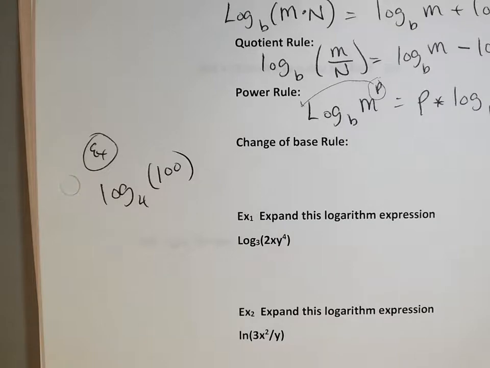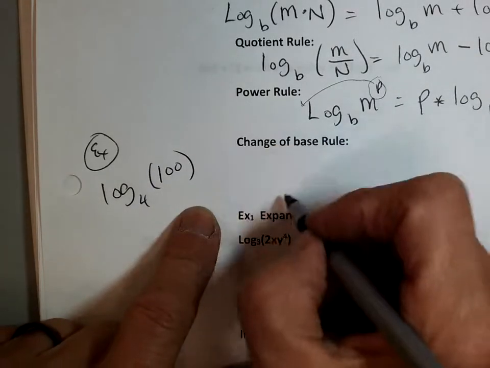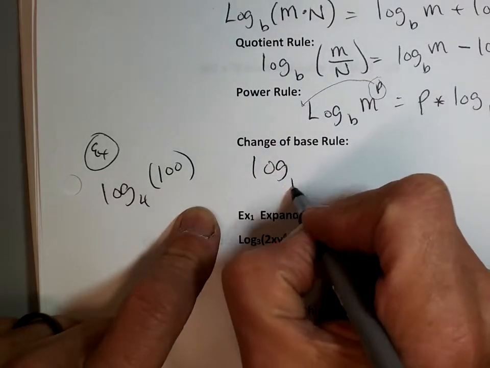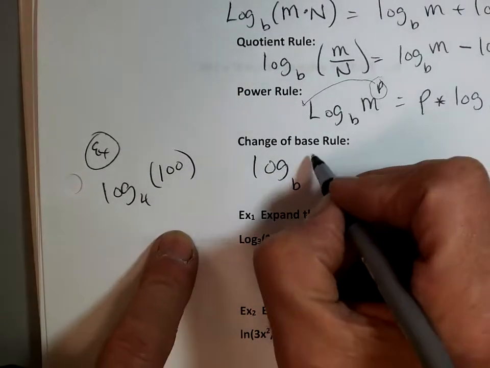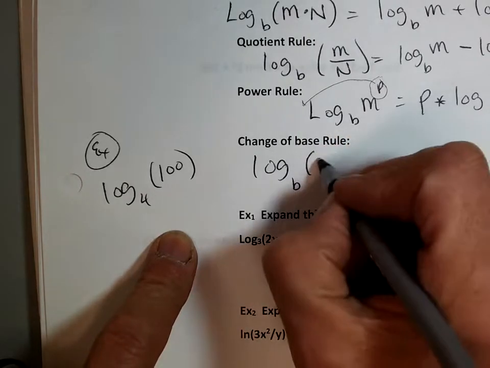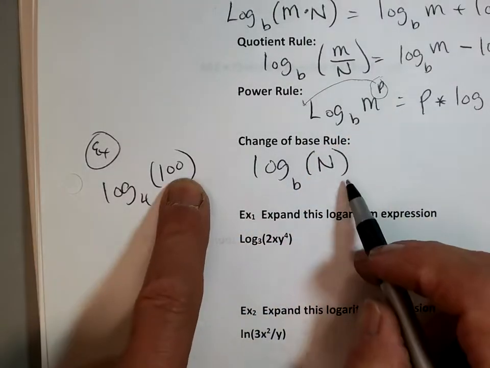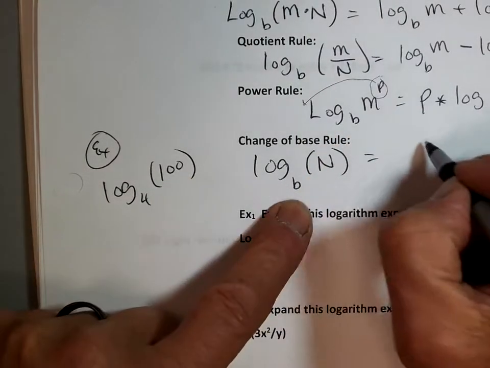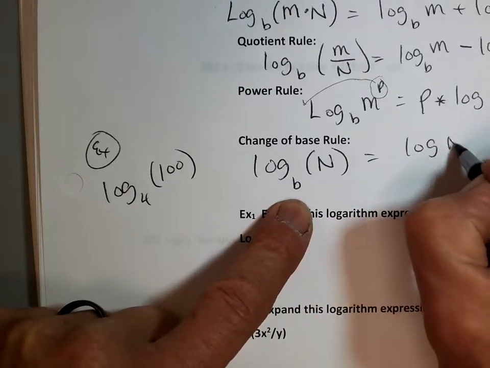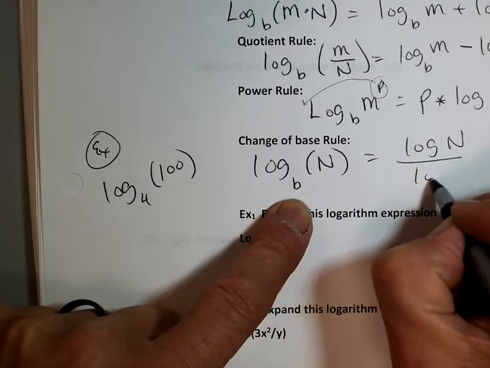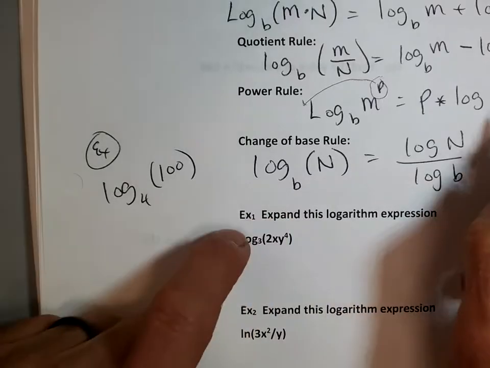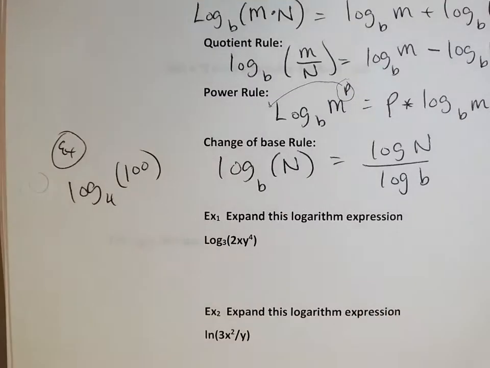So to do this problem, it's actually pretty simple, but you have to follow this rule. If I have a log of any base, like 4, of some number, like we'll call it n, like our 100, what we do is rewrite it as the log of n divided by the log of b. Now, I didn't write a base because it's the invisible base, base 10, which means we can use our calculator to get the answer.